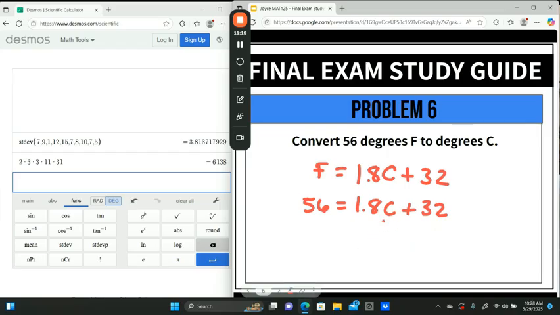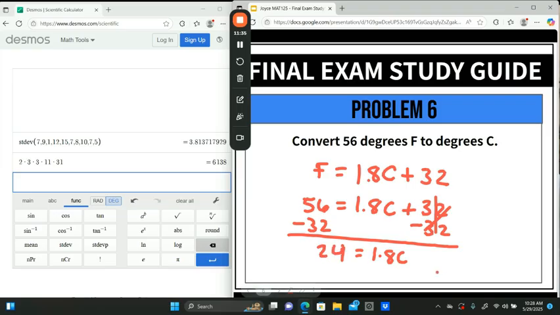And to solve, we're going to try to get C by itself. So we're going to subtract 32 from both sides. This will cancel, and this leaves us with 1.8 C equals 24. And we can divide by 1.8 on both sides. This will cancel and leaves us with C equals 13.33 degrees Celsius.